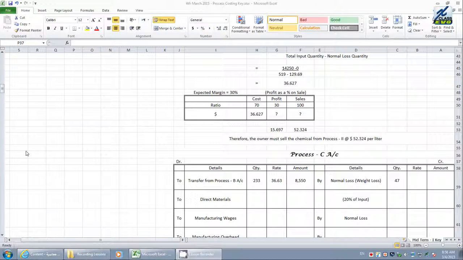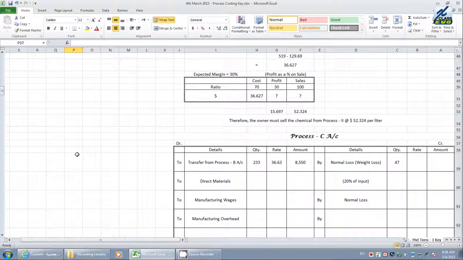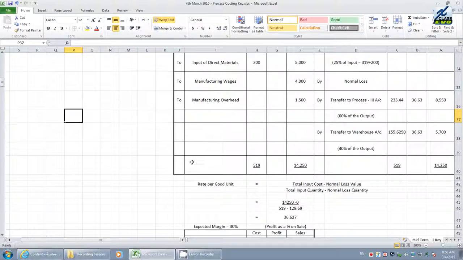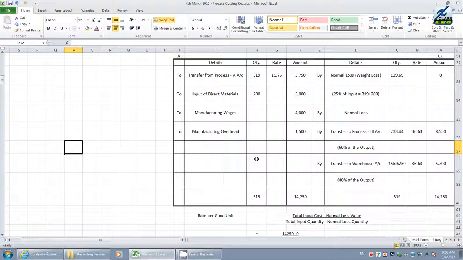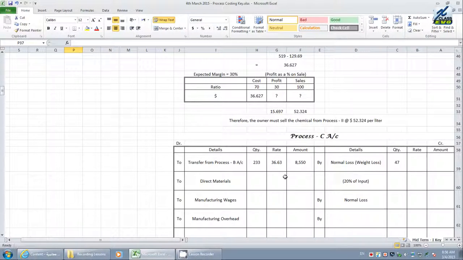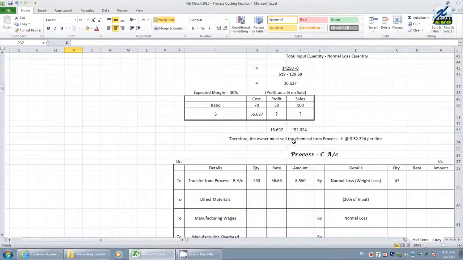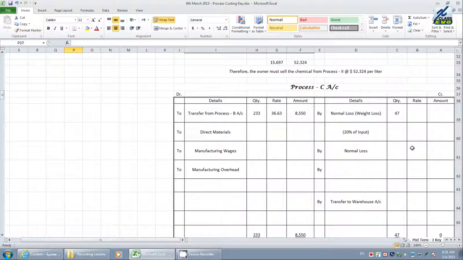Yes, my dear students. Let's see now the process C, the third process. The first stage of process C is to see how much quantum is transferred from process B. That means, from the second process, how much has been transferred to process 3. Here it is very clearly specified: 233.44 liters were transferred. The rate per good unit is this value, and the total value is this value.